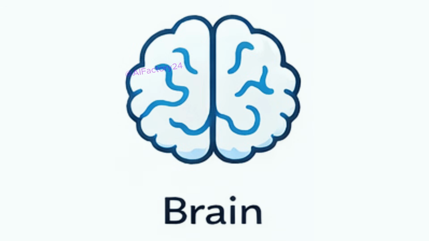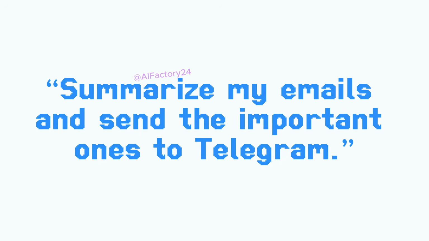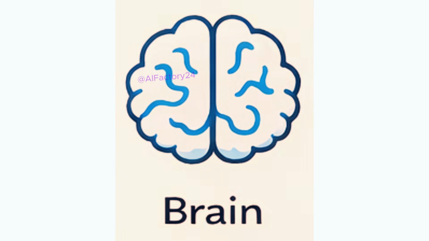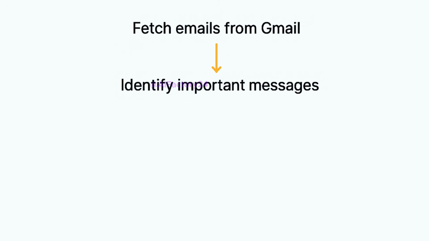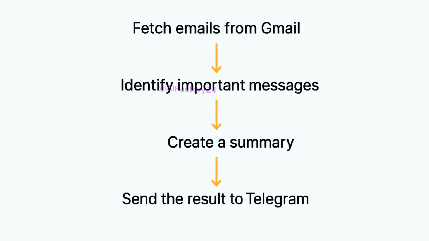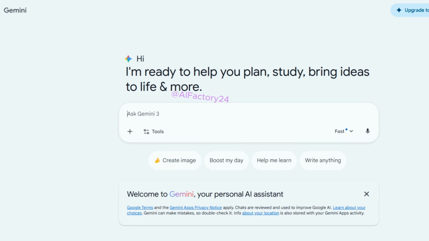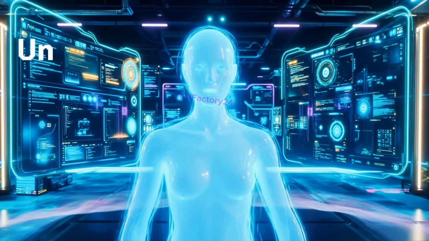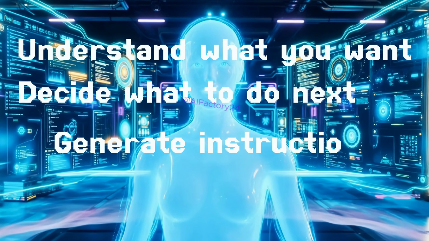When you send a request like, summarize my emails and send the important ones to Telegram, OpenClaw first needs to understand the task and break it into steps. Fetch emails from Gmail. Identify important messages. Create a summary. Send the result to Telegram. This planning and reasoning is done by a large language model, LLM, such as GPT, Claude, Gemini. The model's job is to understand what you want, decide what to do next, generate instructions.